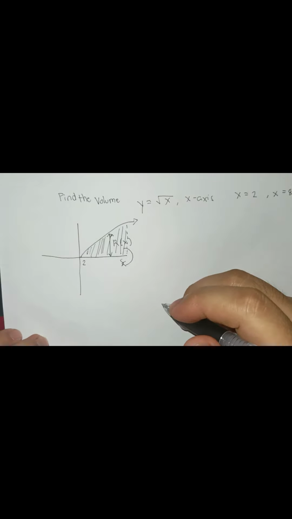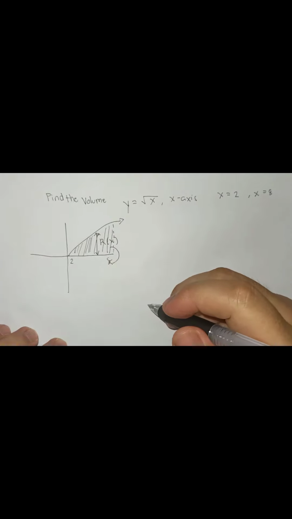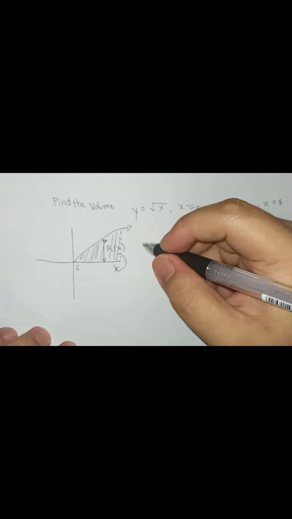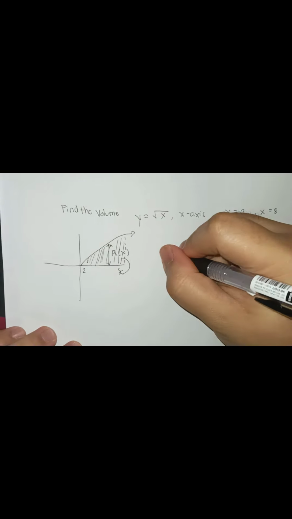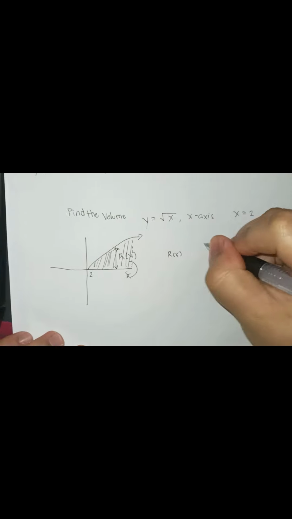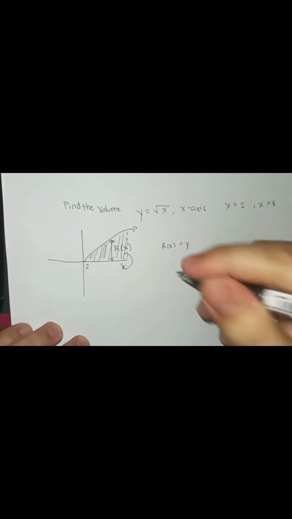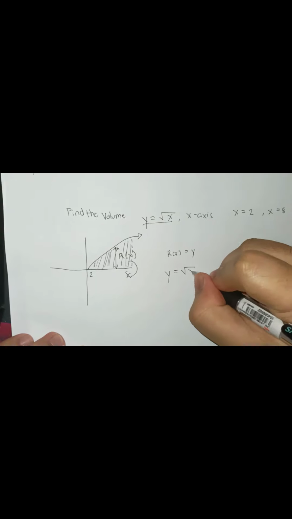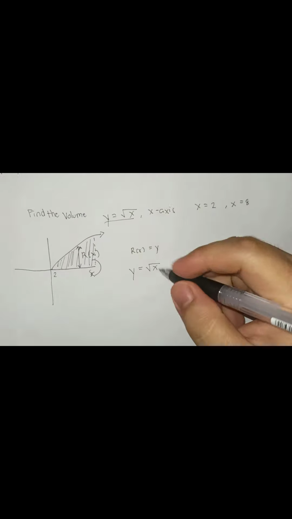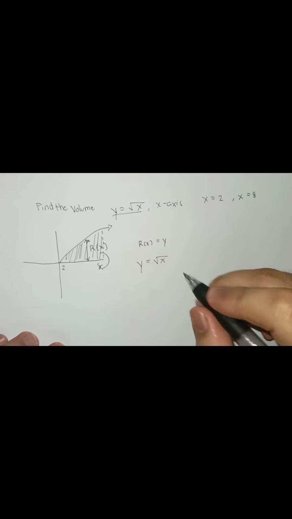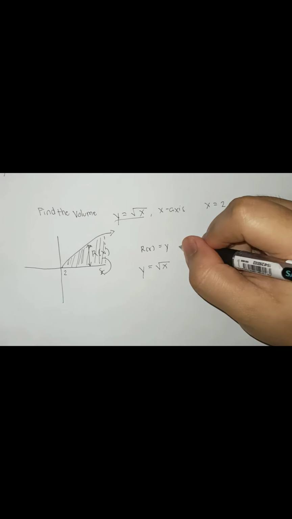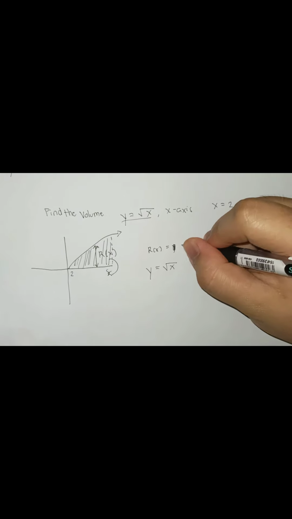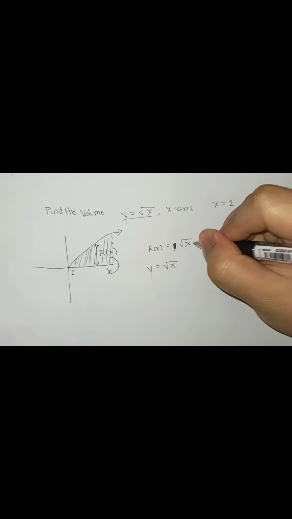And then we must determine what r of x is equal to. So r of x is equal to y, and we also know that y is equal to square root of x. We want it to be in terms of x, so instead of y here, we will substitute it, so r of x equals square root of x.